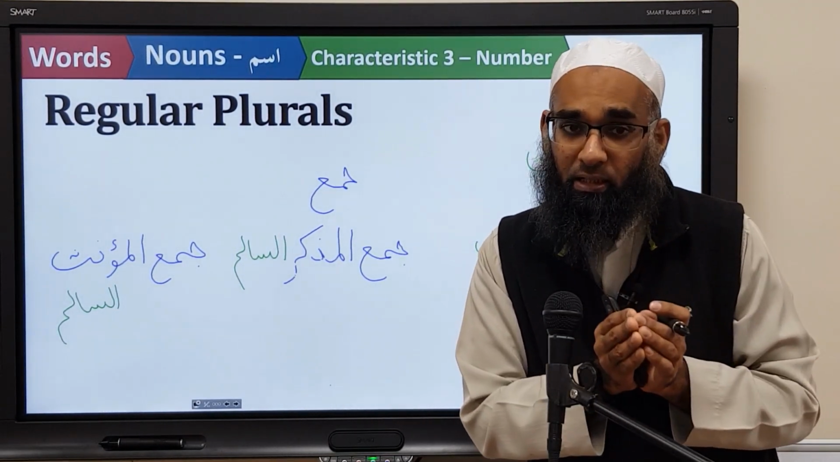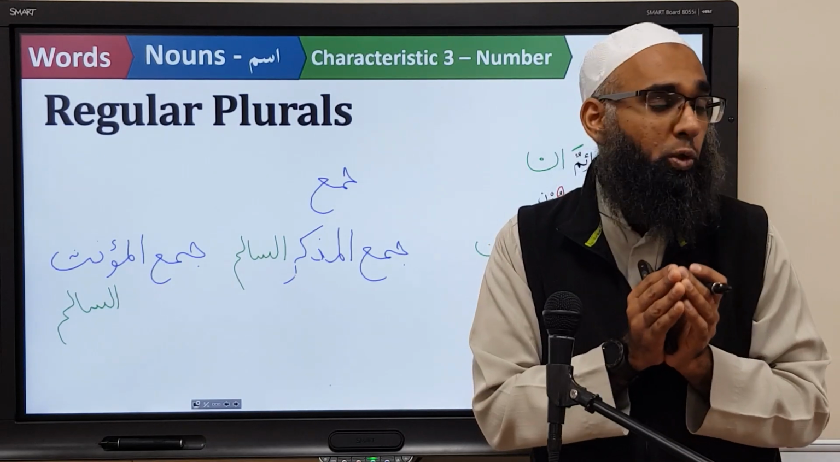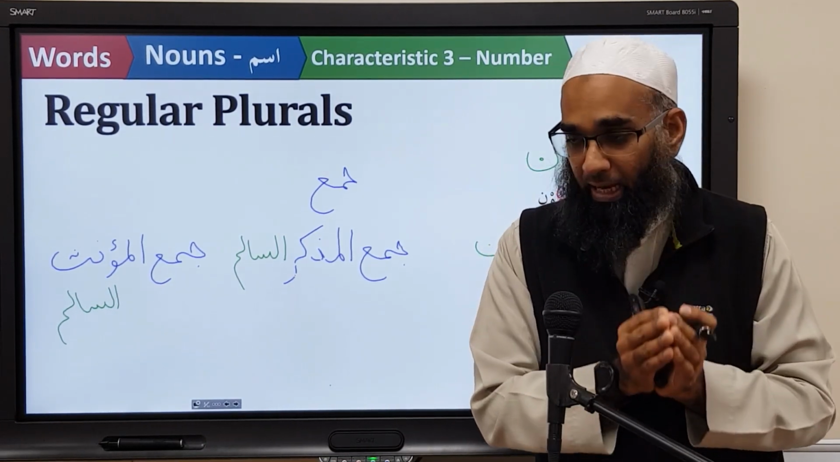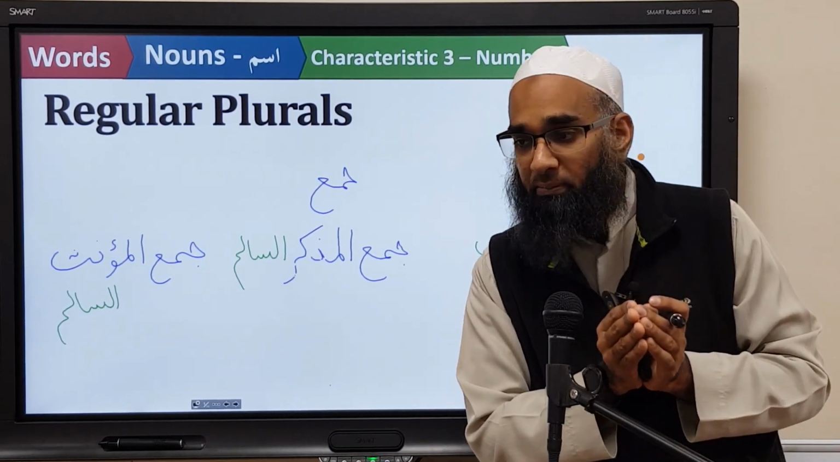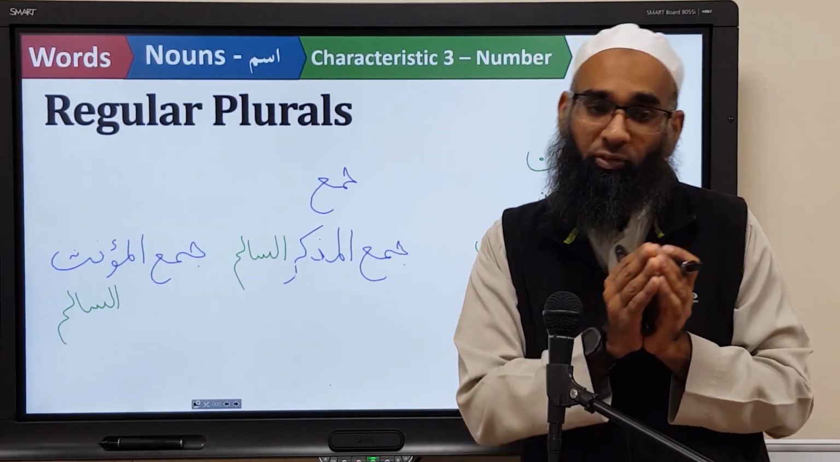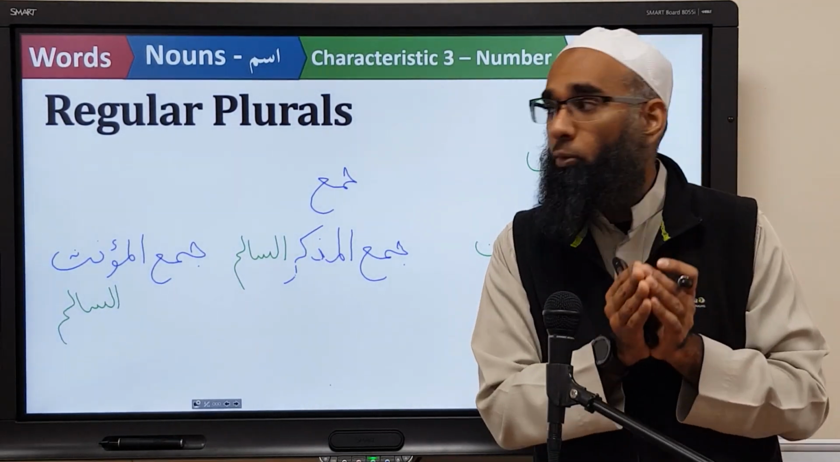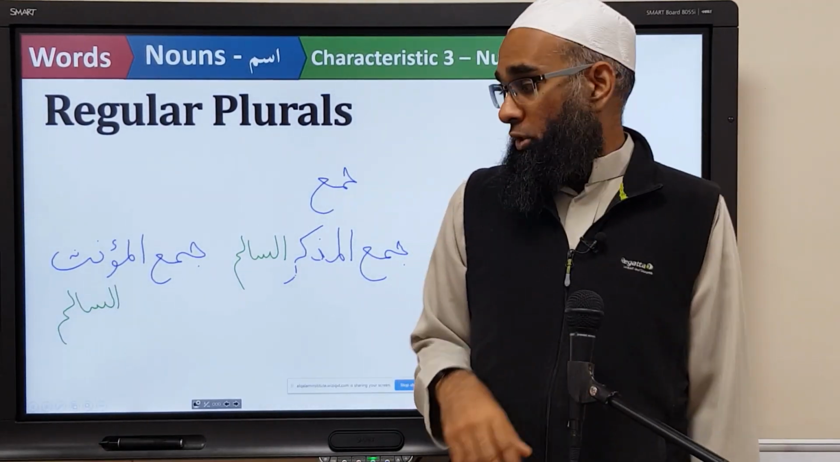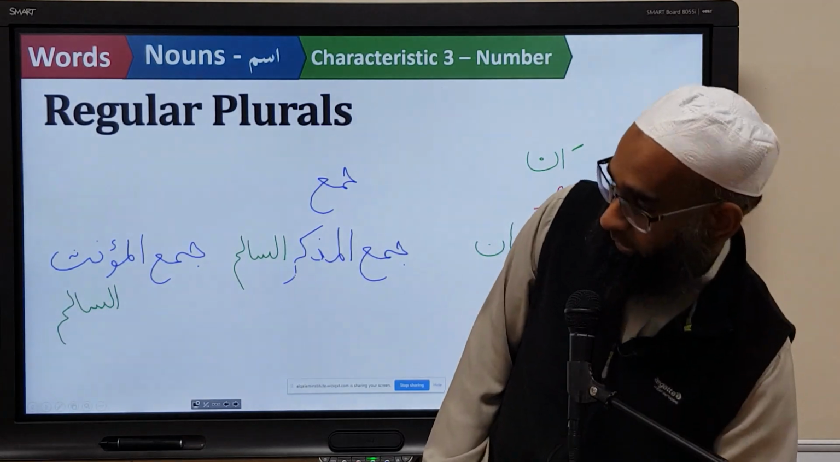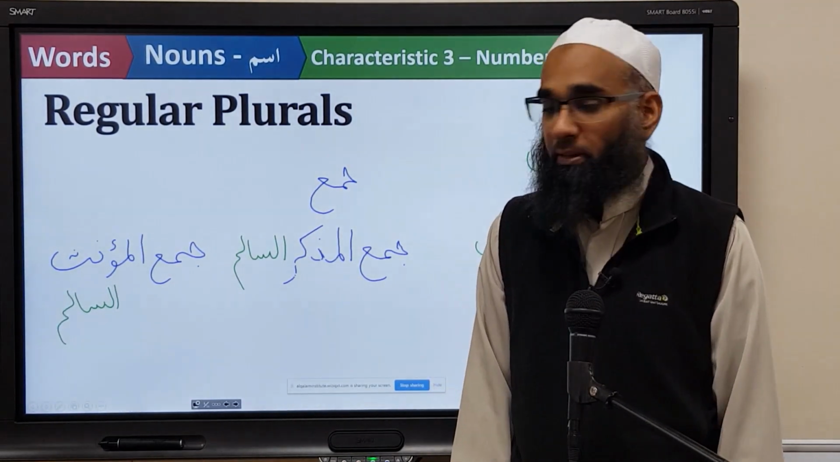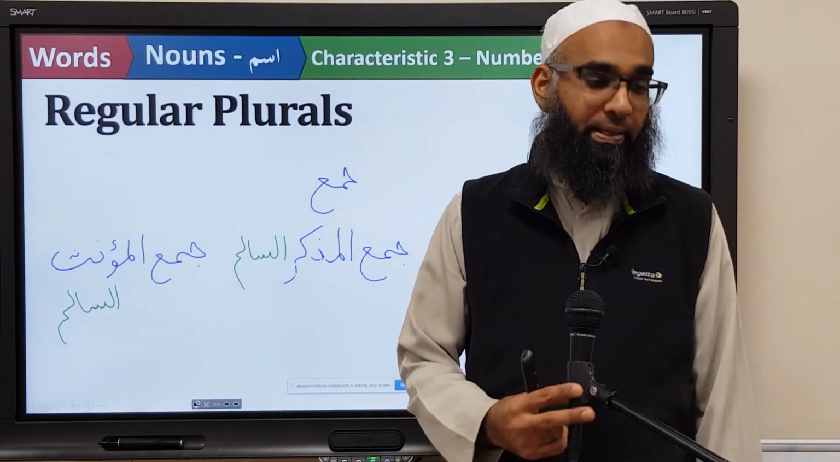For regular, it's called al-jam'us salim. What's the regular plural called? Al-jam'us salim. How many types of jam'us salim are there? Two. One for the masculine and one for the feminine. So the masculine, you call it what? Jam'ul mudhakkar. So we're saying here, jam'ul mudhakkar as-salim and jam'ul mu'annath as-salim.